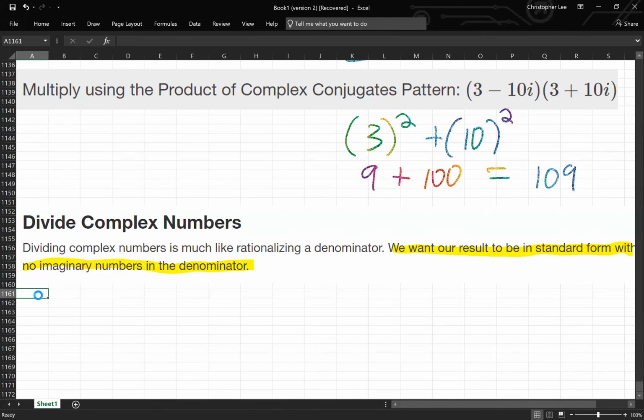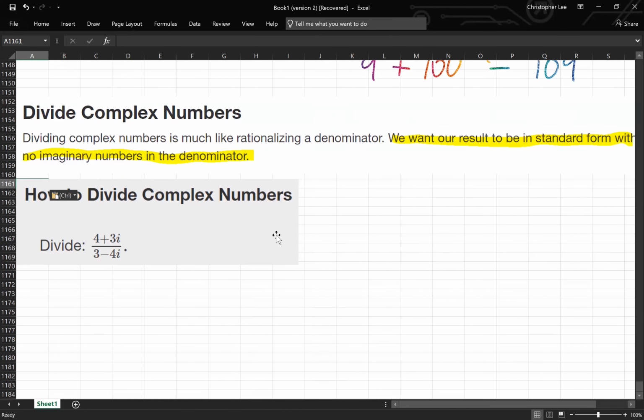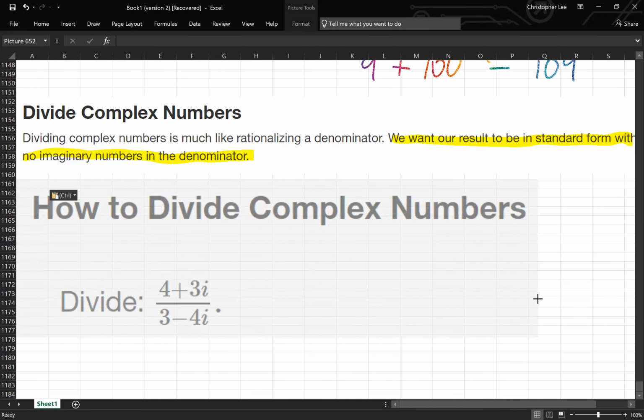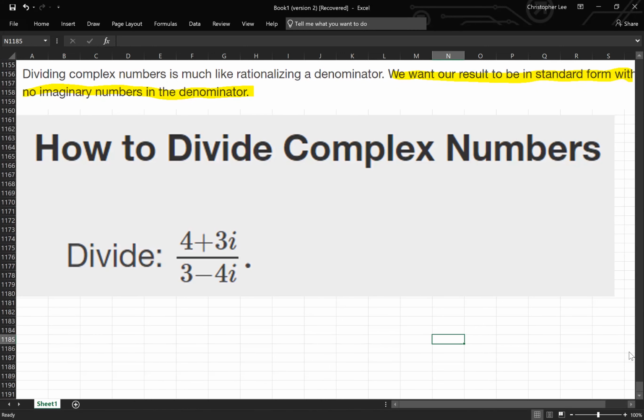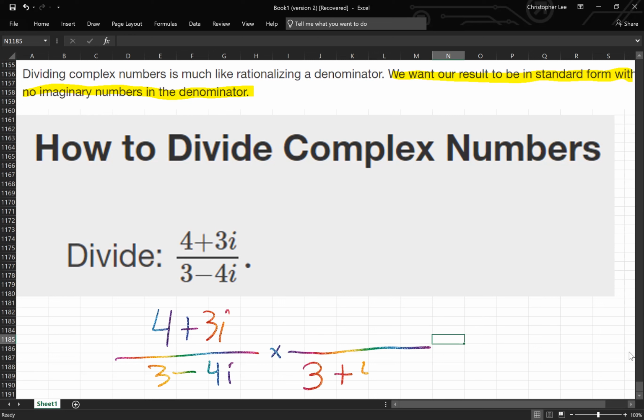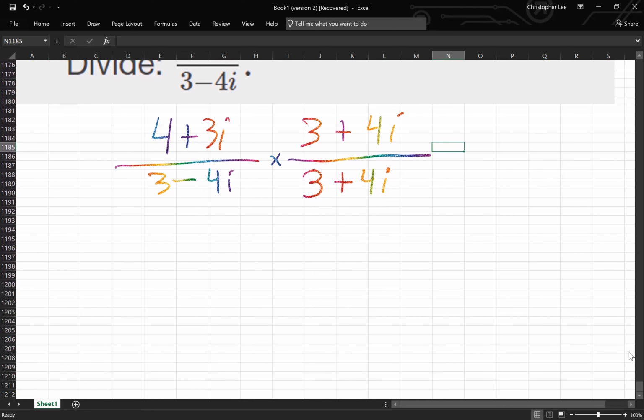So let's take a look. Let's say I want to divide 4 plus 3i by 3 minus 4i. I have 4 plus 3i over 3 minus 4i. I'm going to multiply this by the conjugate, so this is going to become 3 plus 4i. But what I do to the bottom, I do to the top, 3 plus 4i. And then distribute.